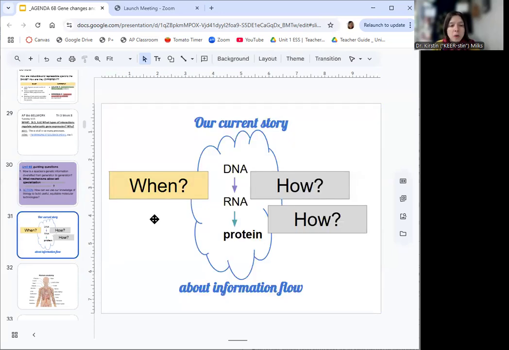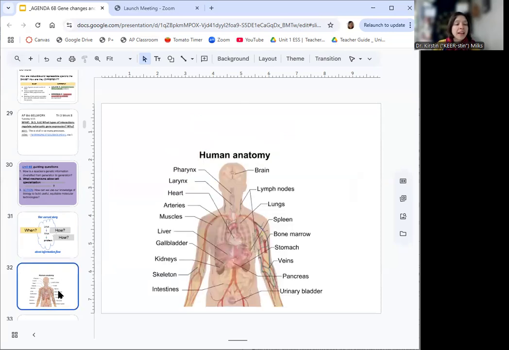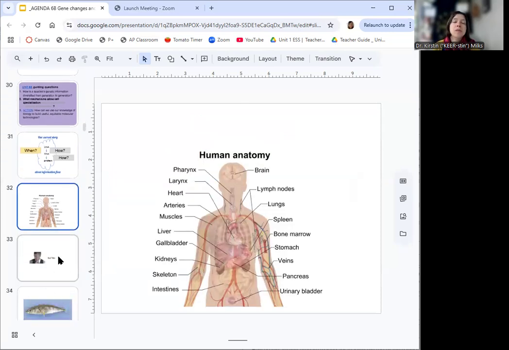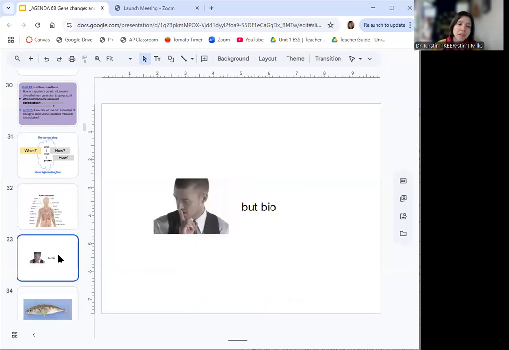And again, this big question is not how it happens. We learned that in 6A, but when it happens. And again, our focus today is on the complexity of anatomy and how it gets made. So Justin Timberlake, but bio.